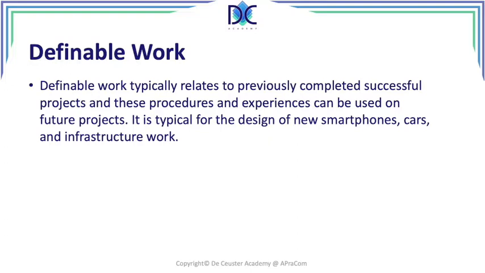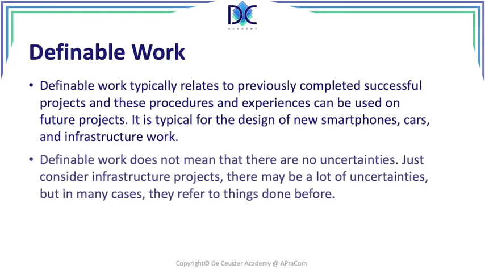Now, we can use that for new smartphones, cars, infrastructure work, all kinds of work. Also, writing programs, we may have certain elements that can be definable work. Definable work itself does not mean that there are no uncertainties. Like I said before, infrastructure projects can have a lot of uncertainties. These uncertainties relate to something that has been done before. Like I said, the stability of the ground. You may see when you start digging that the soil is not what you expected. So you have to adjust some number of things. But these things are typically well known in the case of infrastructure works.